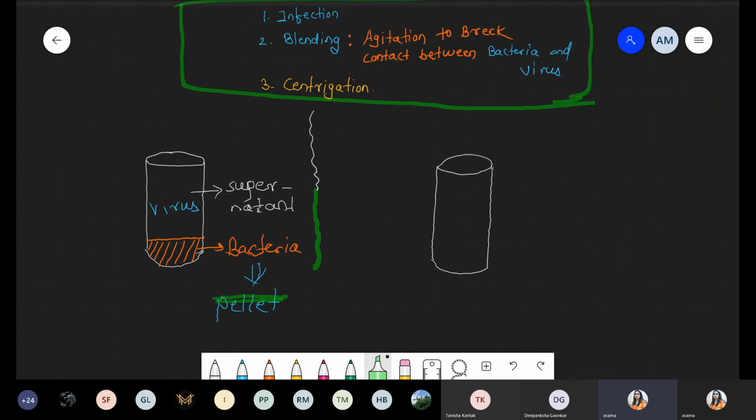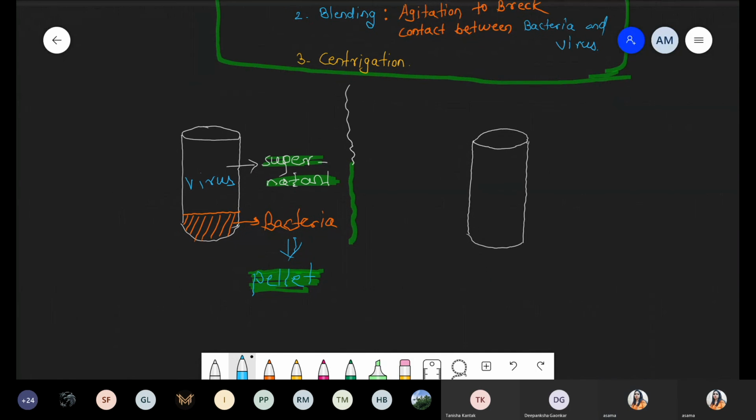The solid part which is settled at the bottom is called the pellet, and the liquid part present inside this test tube is called the supernatant. Inside this pellet, bacteria is present because bacteria has a high molecular weight, while inside the supernatant, virus is present because virus has a low molecular weight. Now, on this condition, scientists observed radiolabeled component inside this pellet.